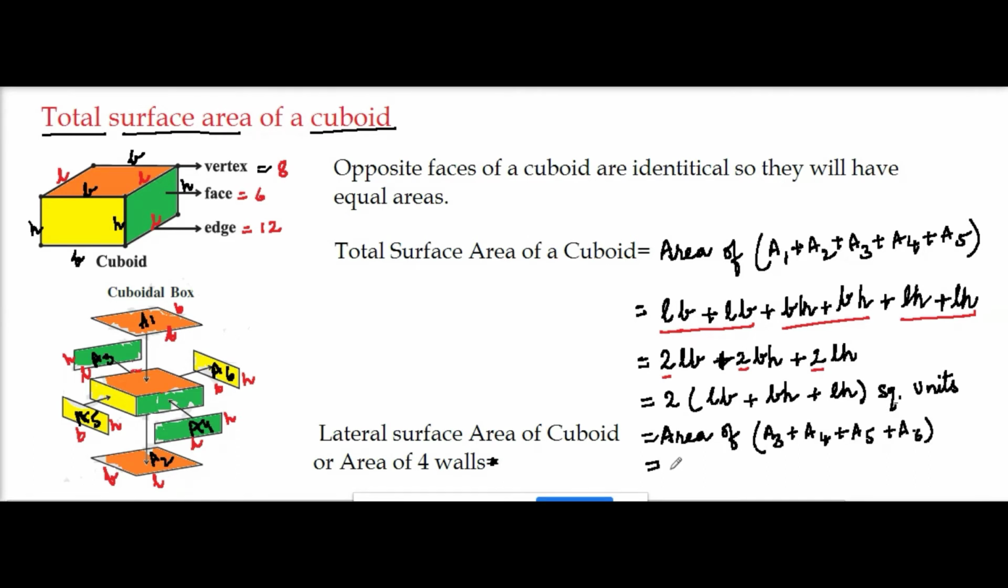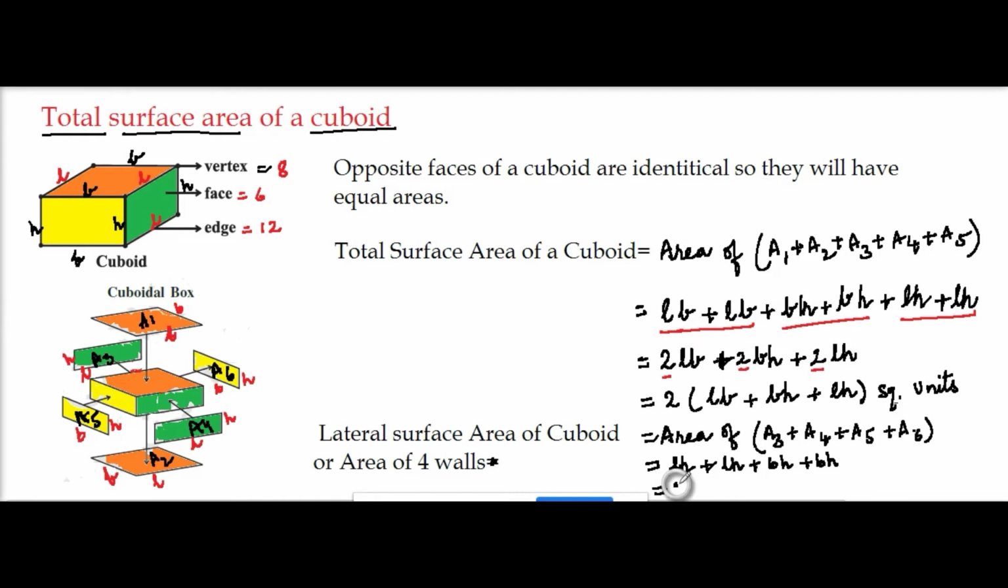Here we will not include the area of top and area of bottom, or we can say area of ceiling and area of floor. So area of only 4 sides, which is 2 sides and front and back. So the sum of the areas of all these 4 rectangles will be the lateral surface area of cuboid. We can write area of 4 walls, area of A3, A4, A5 and A6 here in this figure.